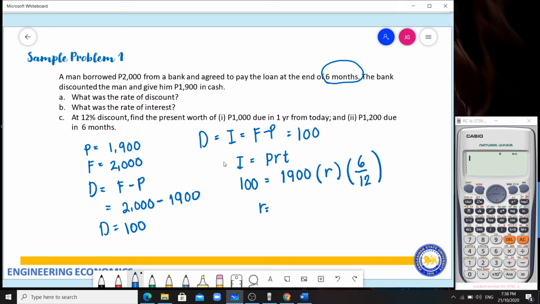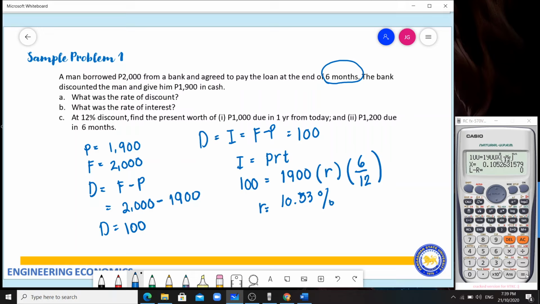So, ang interest rate muna natin dyan is 100 equals 1,900 times rate times 6 over 12. Yan. Shift solve. So, ang sagot natin dito is 10.53% yung interest rate niya.